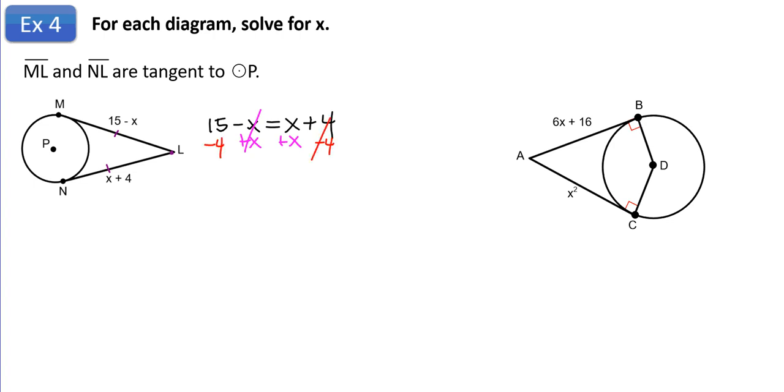So if we do that, we end up with 11 is equal to 2x. Remember, sometimes coefficients of 1 give people troubles. That's just a 1x plus another 1x to equal a total of 2x. And then we'll divide by 2 to get 5.5 as our solution for x.